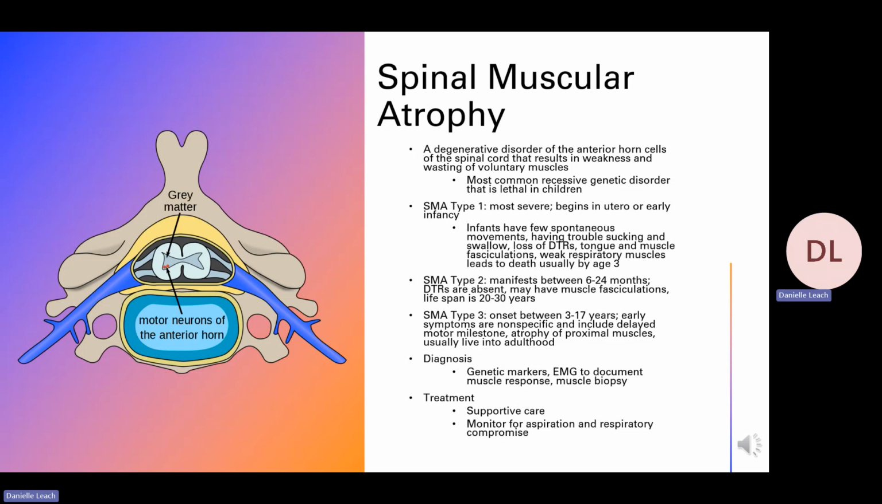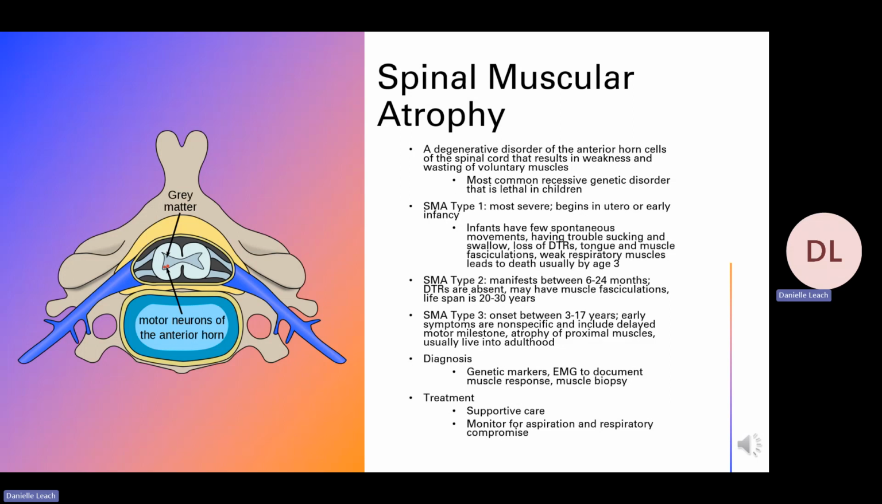They may be unable to lift their heads. They may have fasciculations, which are like twitching of their tongue and certain muscles like their deltoids, biceps, and quadriceps. The respiratory muscles are usually very weak, and death usually occurs by 3 years of age because of respiratory compromise. Infants who have these symptoms right at birth or in utero usually have a shorter lifespan and die before they're even 12 months old.